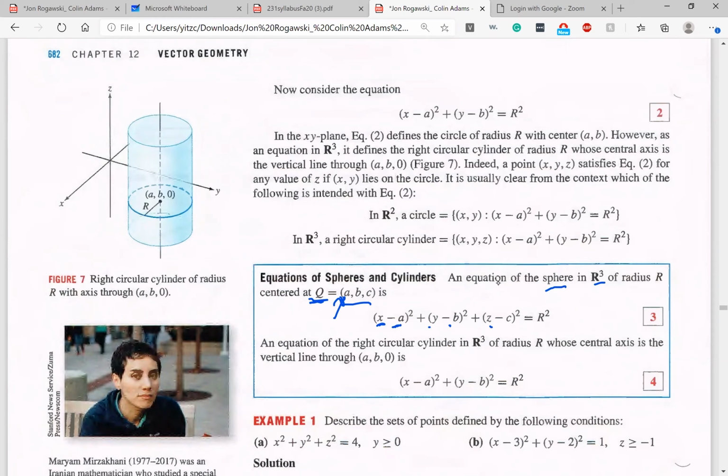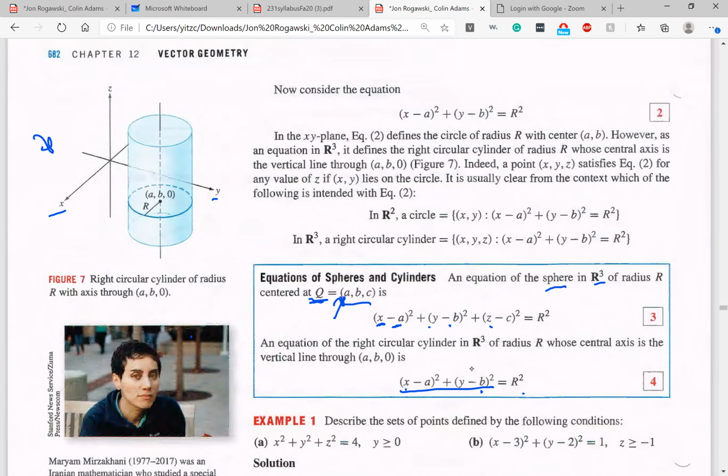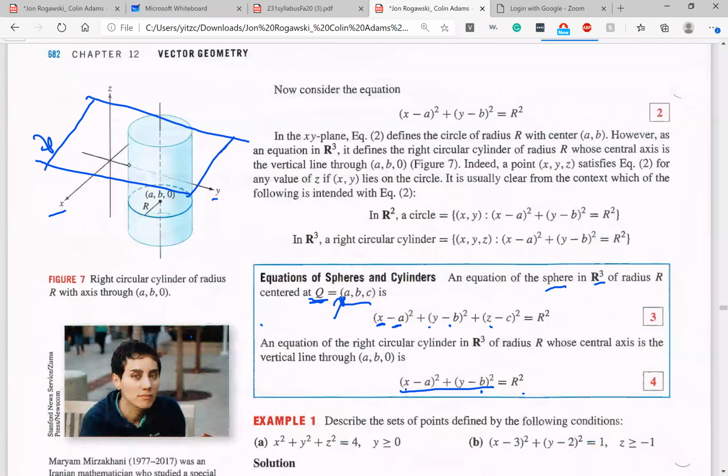For the cylinder, let's say you want a cylinder and you want that in the z direction it goes to infinity. So here's your cylinder. Then in two of the directions, you're going to restrict the cylinder, which means that in the x and the y direction over here, because you have x minus a and y minus b, in the x and y direction, you're going to have circles. So if you just cut with a plane through any part of this cylinder, you're going to get little circles.